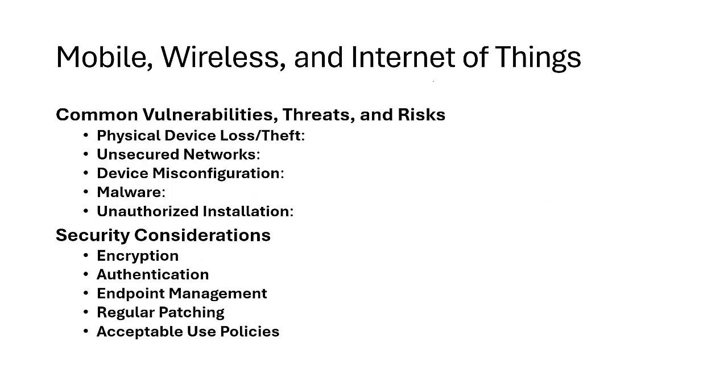The next important thing is mobile, wireless, and IoT. Very common things used in the industry today. And one thing which is common in all three is physical device loss or theft. So what is IoT? You know, the MG Hector car, or nowadays we have smart cameras. With the help of one app, you can control everything.